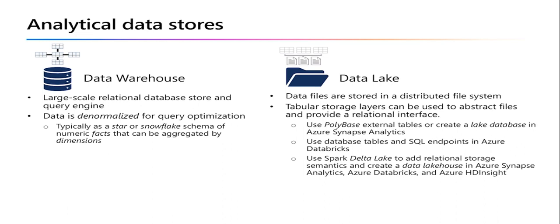You can also use a hybrid approach that combines the features of data lake and data warehouse in a lake database or a data lake house. The raw data is stored in files in a data lake, and a relational storage layer abstracts the underlying files and exposes them as tables, which can be queried using SQL. So basically, you get the best of both worlds.